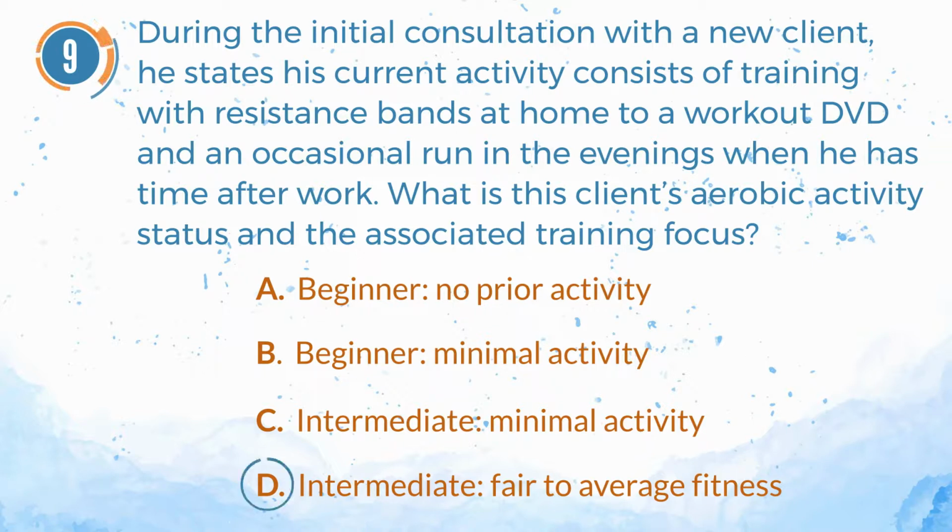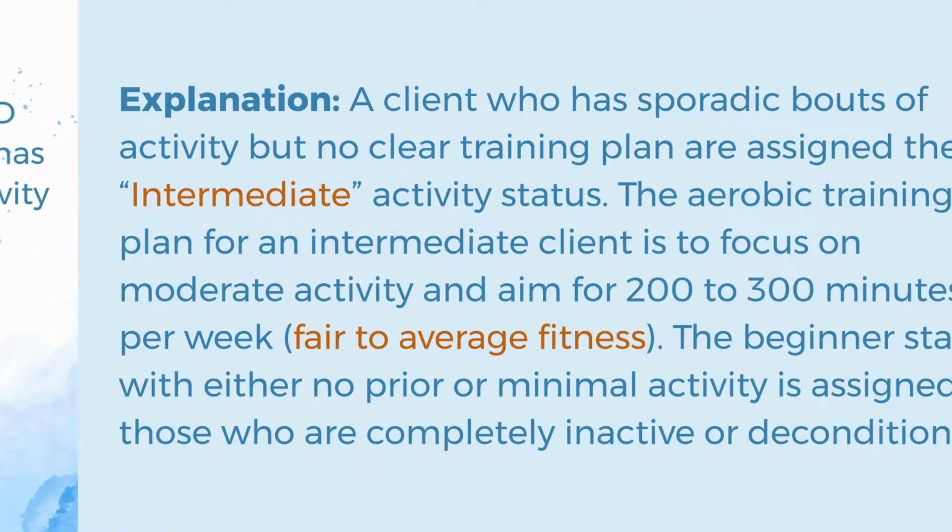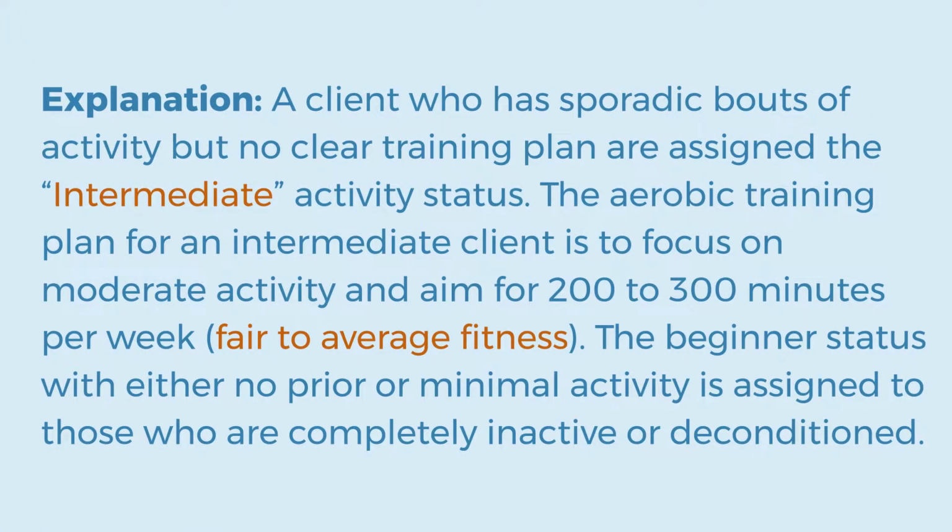The answer is D. Intermediate. Fair to average fitness. Explanation. A client who has sporadic bouts of activity but no clear training plan is assigned the intermediate activity status. The aerobic training plan for an intermediate client is to focus on moderate activity and aim for 200 to 300 minutes per week, that is fair to average fitness. The beginner status with either no prior or minimal activity is assigned to those who are completely inactive or deconditioned.